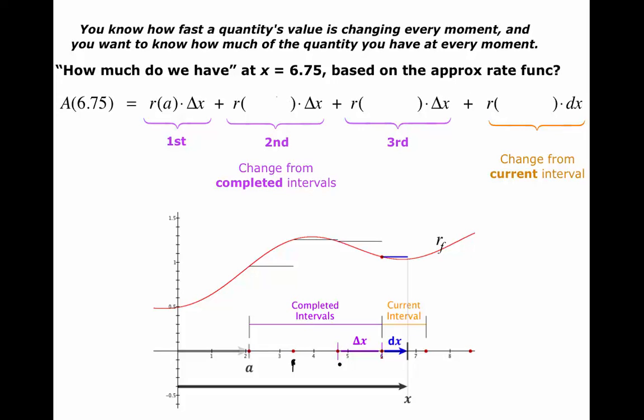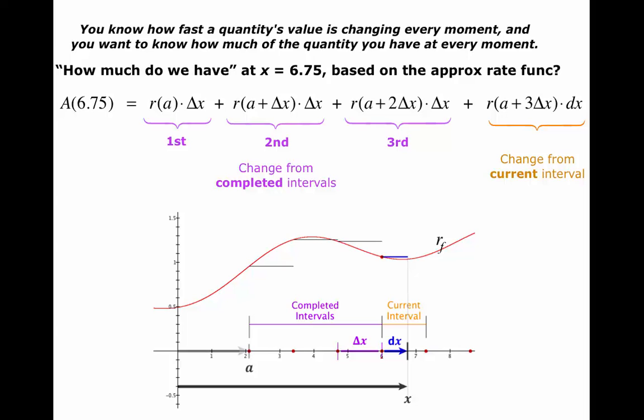And so then what about for the third interval? What will we plug into the rate function? What's that x value? A plus 2 delta x. And then what about for the current interval? So a plus delta x, a plus 2 delta x. For the current interval, it'll be a plus 3 delta x.